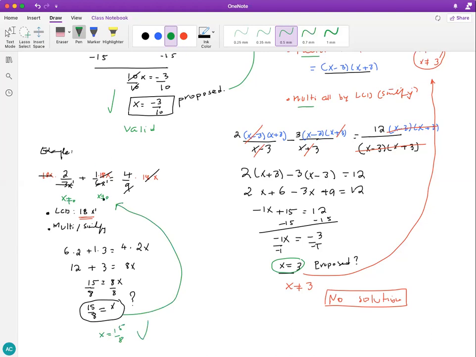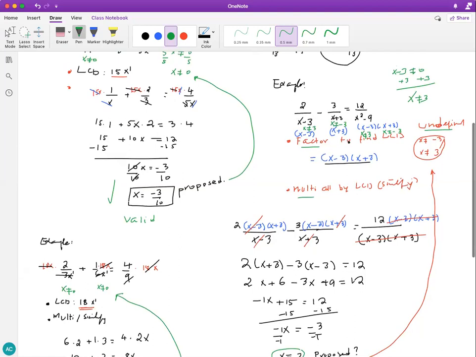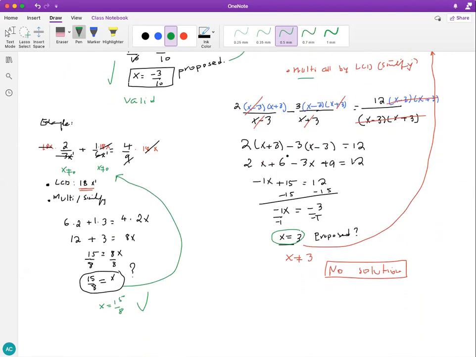Again, as long as it's not one of these undefined values. These are bad values. Again, we can't use them. They are undefined. So after you solve, make sure it's not one of these undefined values. And again, this is something you need to do. You can't just assume it's a solution.